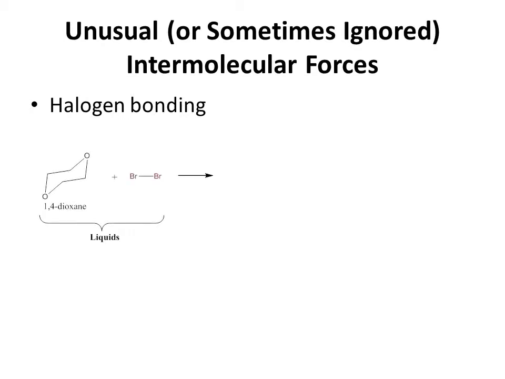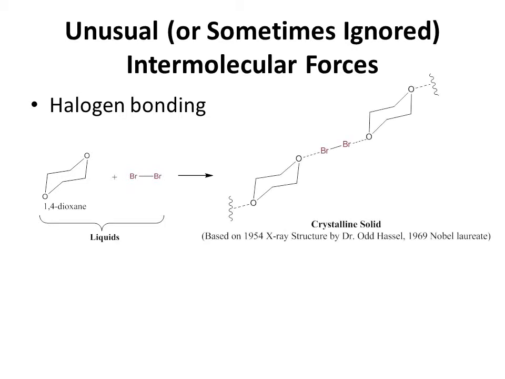If you take the two liquids, 1,4-dioxane and bromine, and mix them together, they will form a crystalline solid. And you note in the picture, the bromine atoms are attracted to the oxygen atoms, and that links all of these strands together in the crystal structure. This was discovered back in 1954 by Dr. Odd Hassel, and he received the Nobel Prize in 1969 for his investigations of halogen bonding.